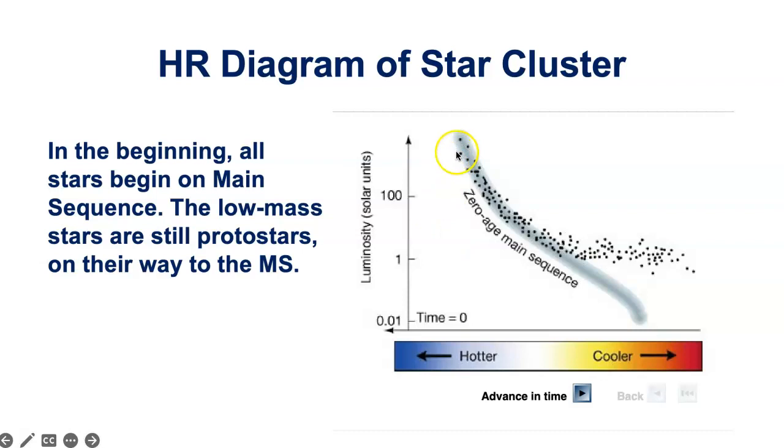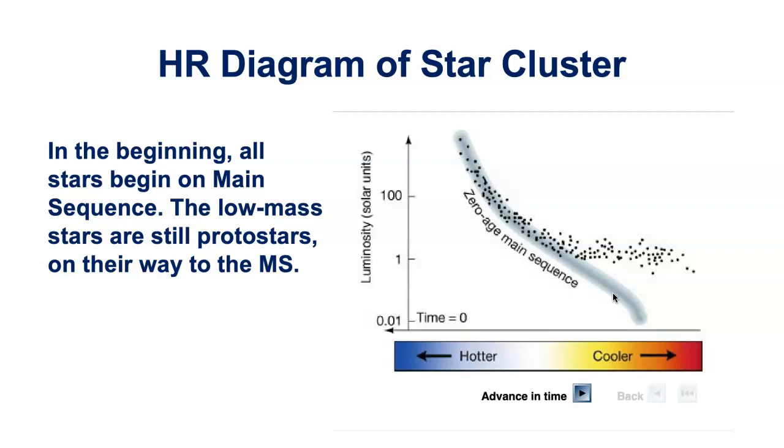Because when stars are born, remember the high mass stars, they're the ones that are born first, and then the medium mass stars are born, and then here's a bunch of low mass stars that aren't actually stars yet. They're still protostars. They're still evolving their way onto the main sequence. So we could call this the zero age main sequence. We're going to call this time zero.